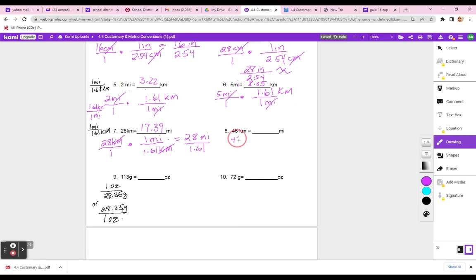All right, 46 kilometers over 1. I want the kilometers to divide out because I want to go to miles. So I'm going to use, again, this conversion factor, 1.61 kilometers, 1 mile. Kilometers will divide out, so I'll have 46 miles divided by 1.61. And then when you divide that out, you're going to get approximately 28.57.